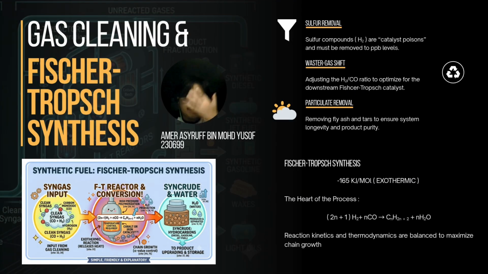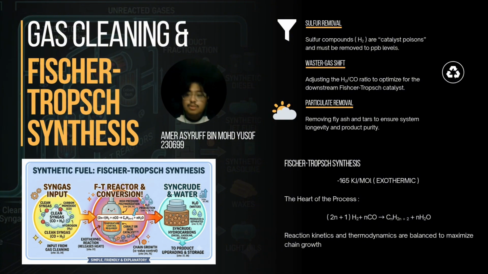For the next step, we have gas cleaning and also Fischer-Tropsch synthesis. For the cleaning part, we have to do sulfur removal. Sulfur compounds are catalyst poisons and must be removed to ppb levels. We also use the water gas shift method, which is adjusting the H2/CO ratio to optimize for the downstream Fischer-Tropsch catalyst. And lastly, we have particulate removal, which is removing fly ash and tars to ensure system longevity and product purity.